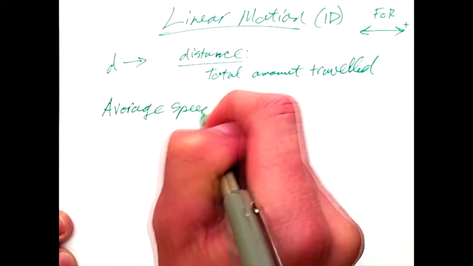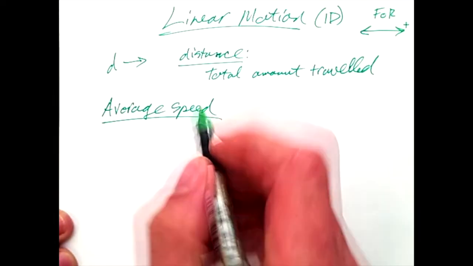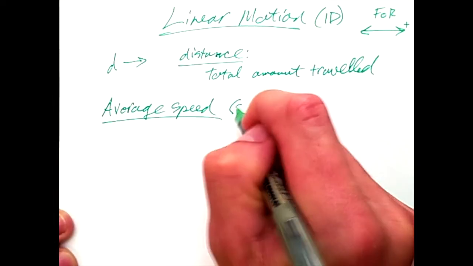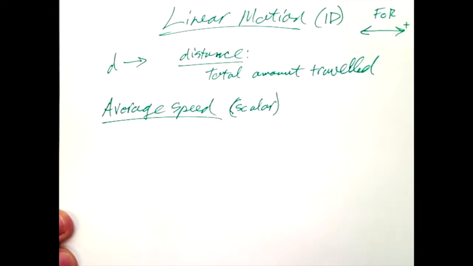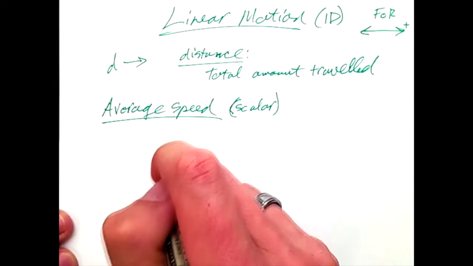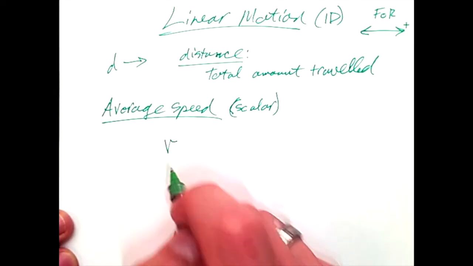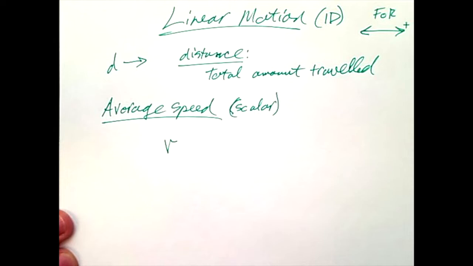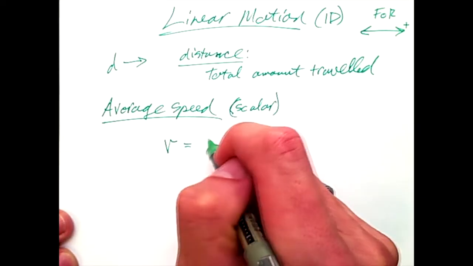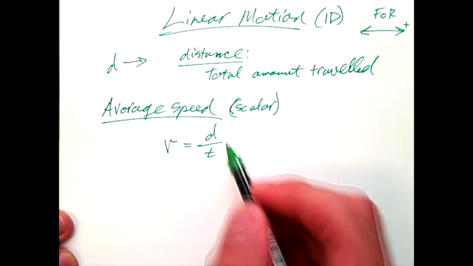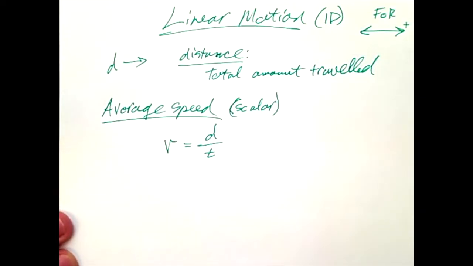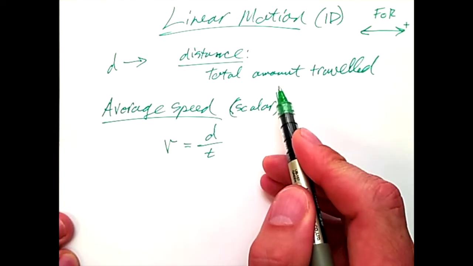Average speed is a non-vector, also known as a scalar value, that does not incorporate direction and therefore would not be dependent on the frame of reference. When measuring speed, we would use the non-vector notation for velocity, which would be v alone, equal to distance divided by time. In this case, the d represents distance. It's important to note that this distance is the total amount traveled.